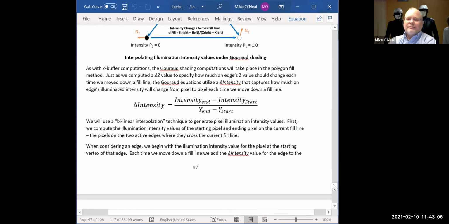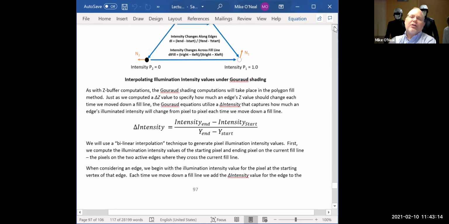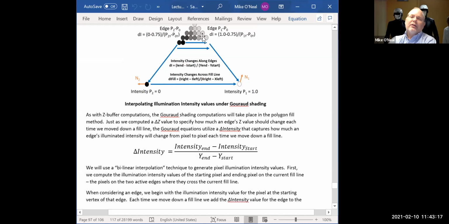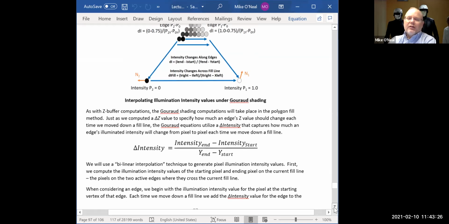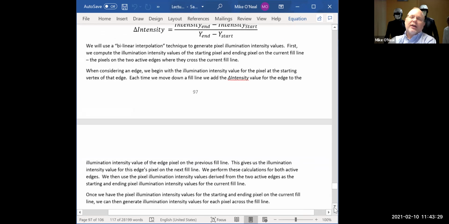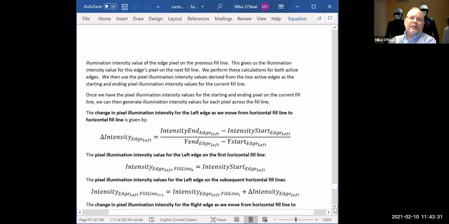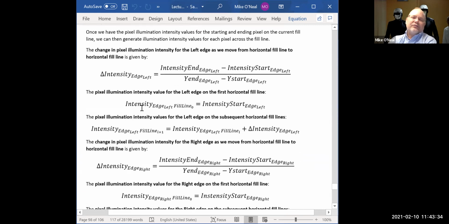Here's the intensity equation. Intensity end minus intensity start over y end minus y start, because it's vertical, right? When you're talking about the change in y, you're talking about the active edges. And when you're talking about going across, you're talking about the change in x. So this is the change along an edge from fill line to fill line. We have 2 versions of this, one for the left edge. So here's the delta for the left edge. Where do you start? You start at the intensity at the start point for that edge.